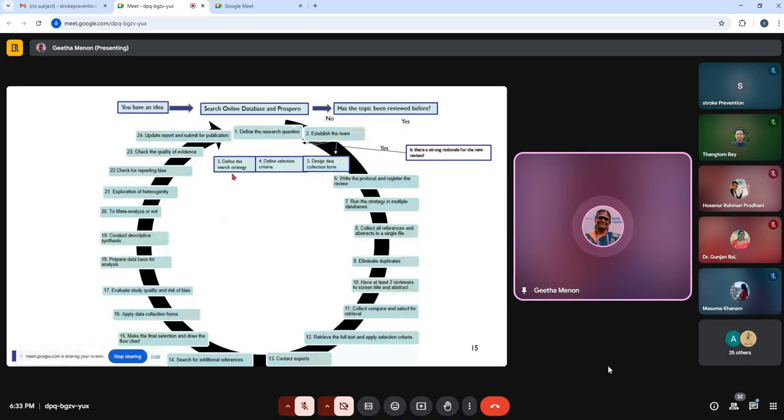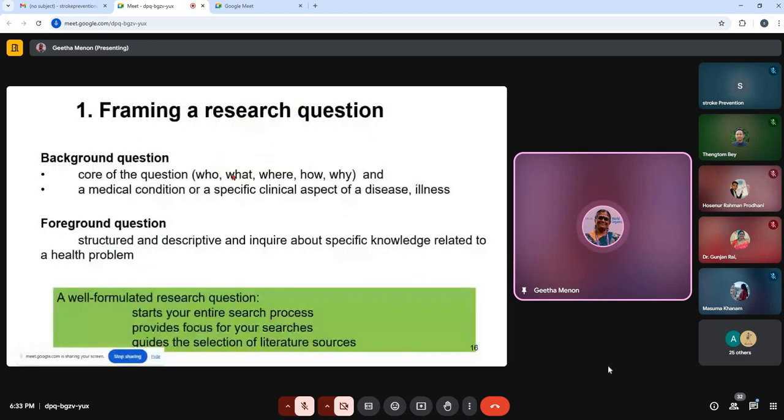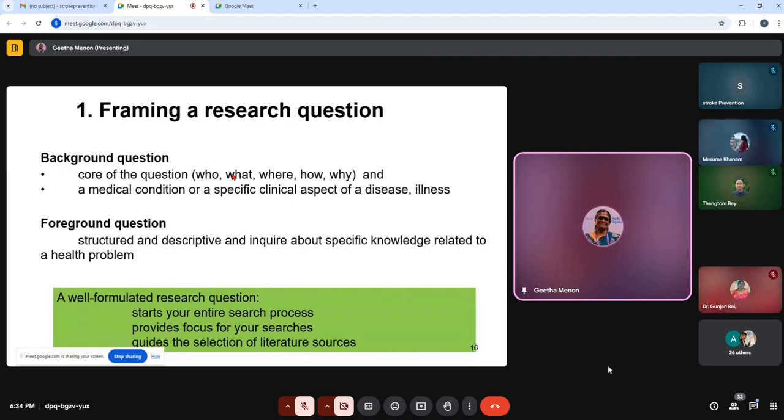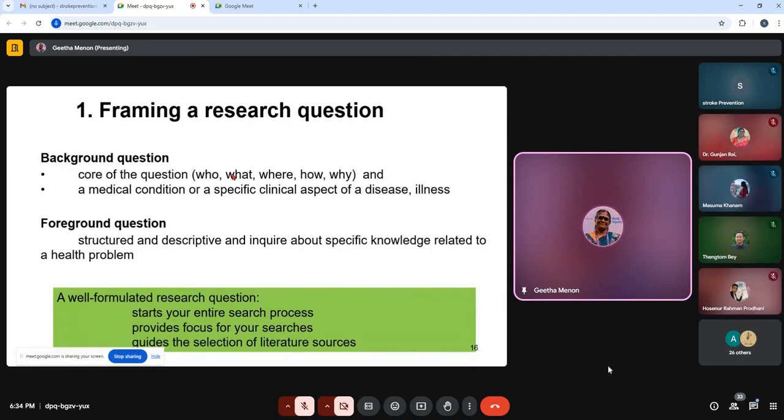Okay, so let us look at some of these steps which are important. One is to frame the research question. When we frame a research question as a systematic review question, we have to remember that there are two questions included in the research question. One is the background question, which is the core question on who, what, why, and where, which we usually talk about in epidemiology. And the second is the foreground question, which is a more structured and descriptive question that talks about the specific knowledge about the health problem.